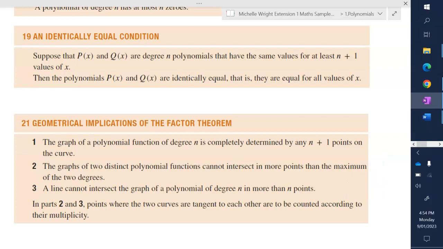And the third one: a line cannot intersect the graph of a polynomial of degree n in more than n points. So if I had my quadratic and a line through it, I can intersect in 2 points, but not more than 2. If I had a cubic, I can intersect in 1, 2, 3 points, but not more than 3. And again, they're fairly self-explanatory. Okay, let's go and have a look at some examples now, back into our notes.